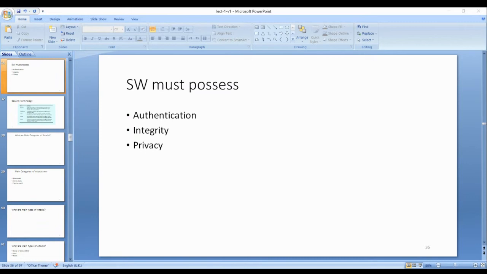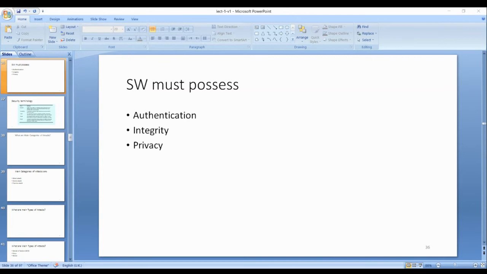Like in network terminology, we have Bob and Alice. Bob knows this data is coming from Alice. Alice knows this data is coming from Bob. So Bob sends the data to Alice. He knows he is sending to Alice. Alice knows this data is coming from Bob. So client and server know each other.